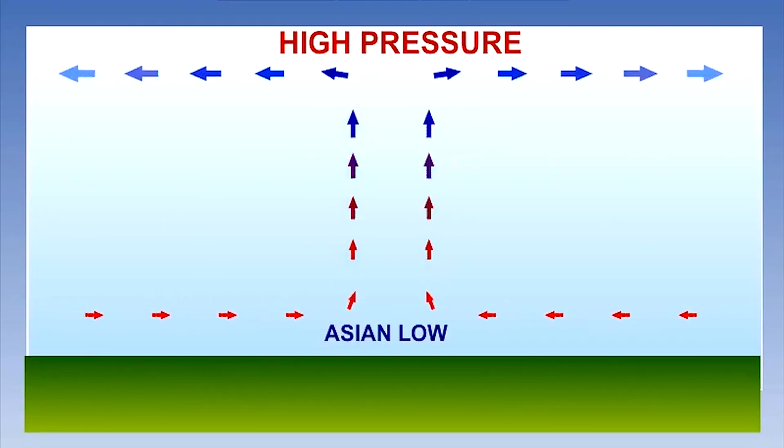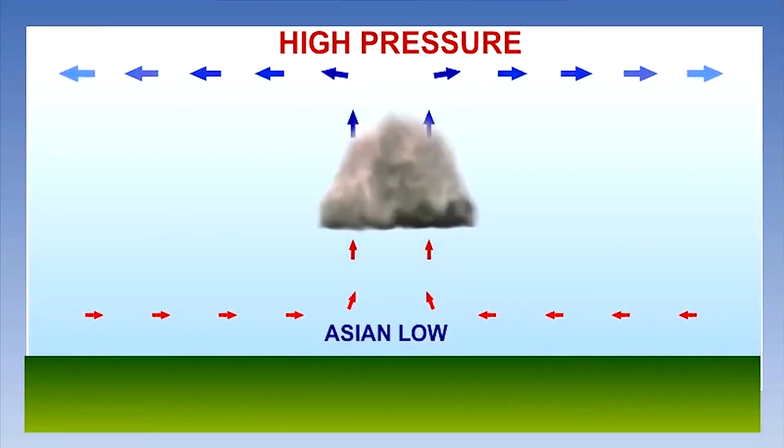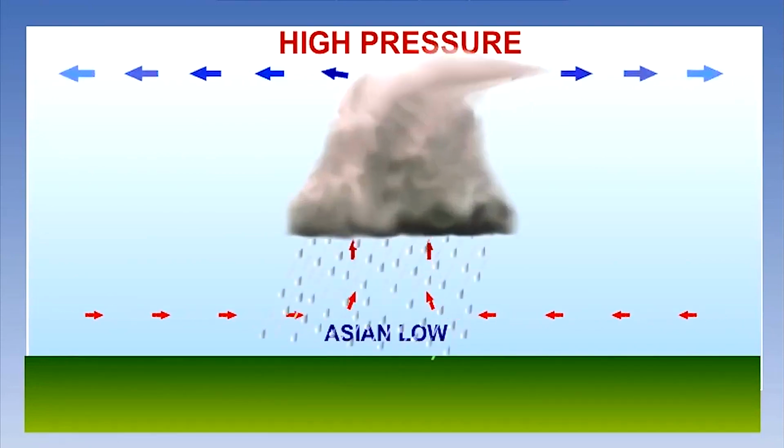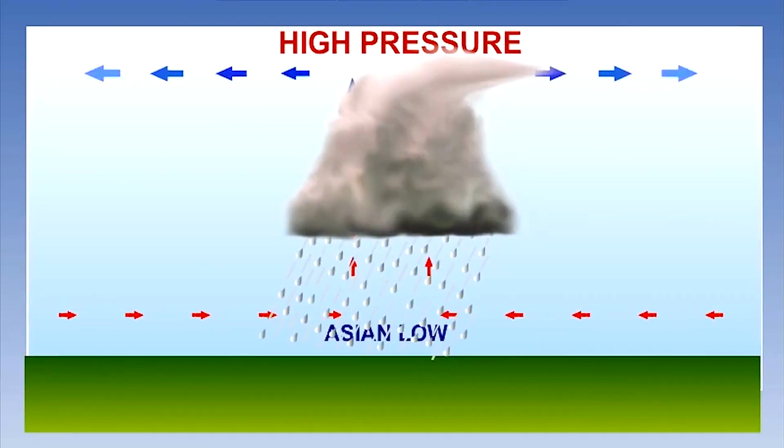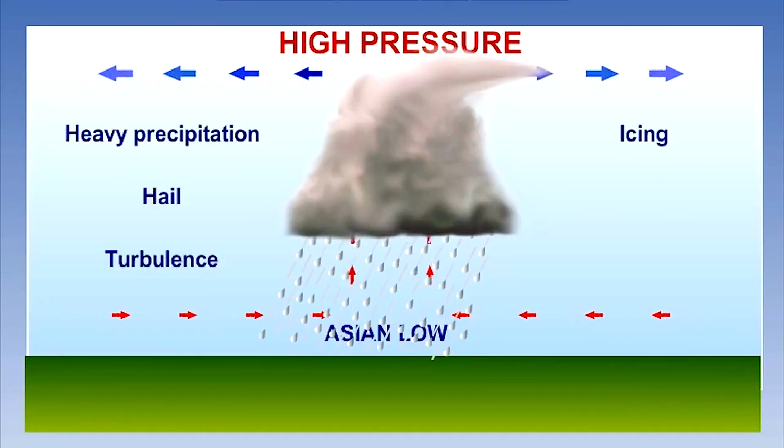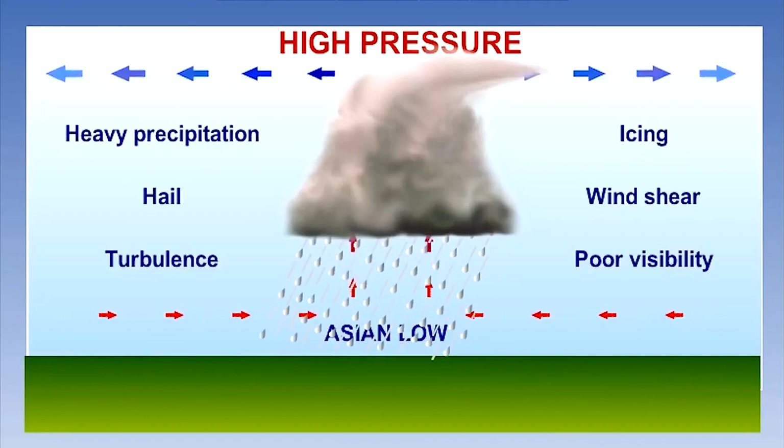but the increased warming in the depression and the low-level convergence of wind can result in very active convection, particularly in summer overland. Cumulonimbus clouds and thunderstorms sometimes develop with heavy precipitation, possibly even hail, turbulence, icing, wind shear, and poor visibility, all causing significant hazards to aviation.